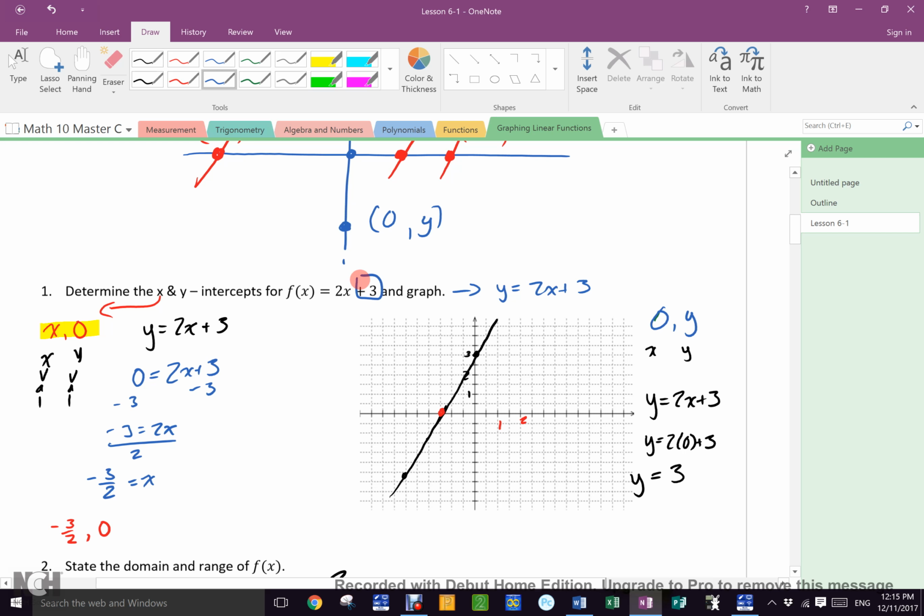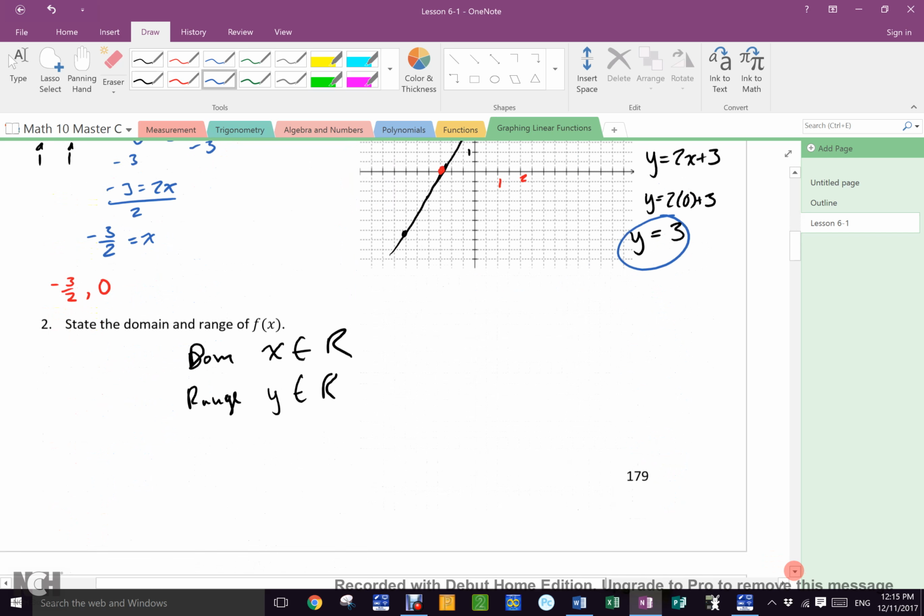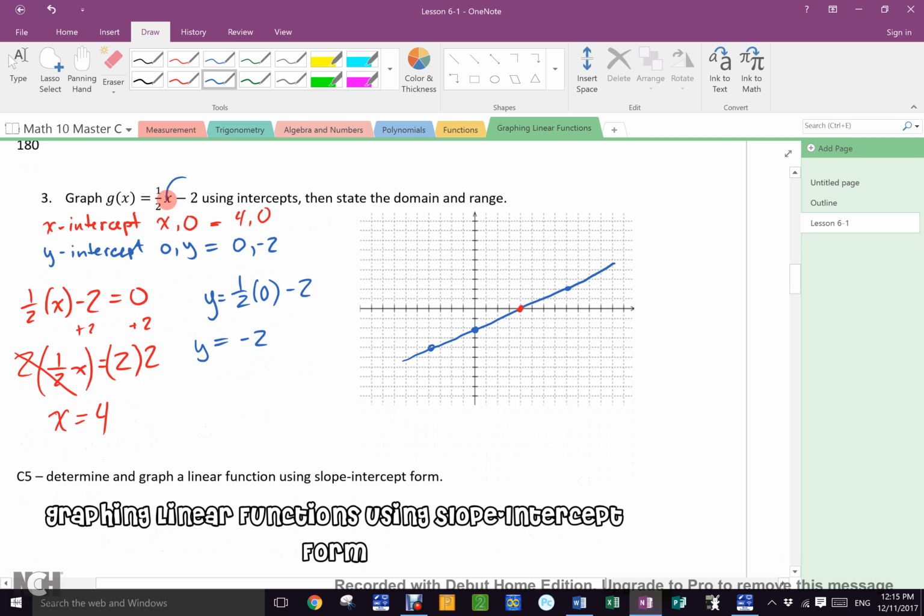+3. What was our y-intercept? +3. What's that? -2. What was our y-intercept? Something just happened twice in math. How often will it happen? Every single time.